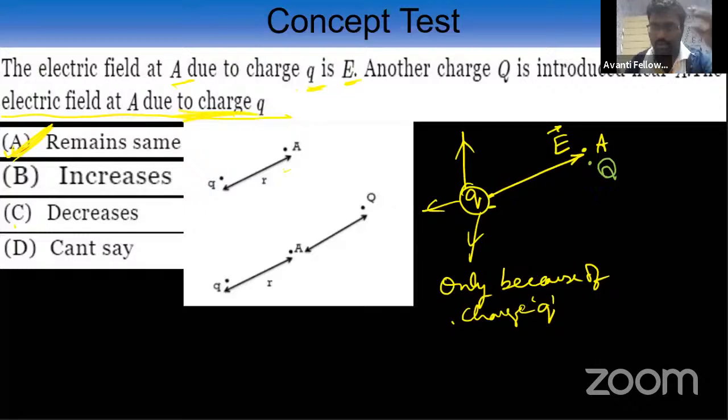Even after introducing a new charge, what would be the electric field at A because of small q? It still remains the same, right? There will be no change, correct Tejas? There will be no change at all. Initially it was E, the electric field due to charge Q at A. Even now, the electric field at A is E, irrespective of whether I bring this charge or not. The electric field due to charge Q is E at A.